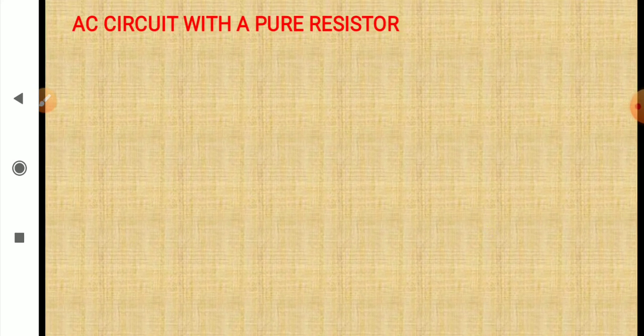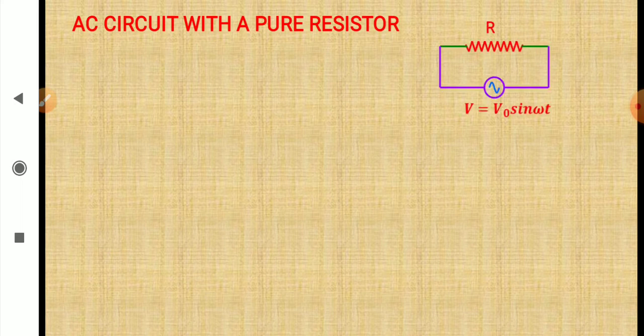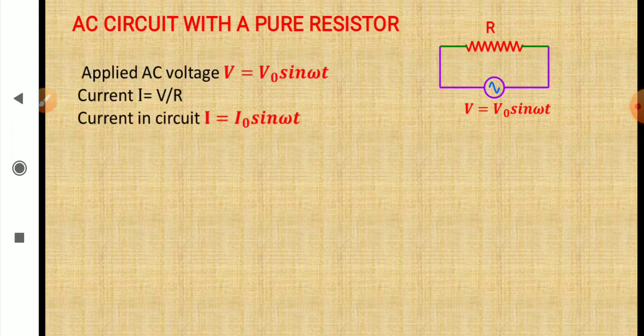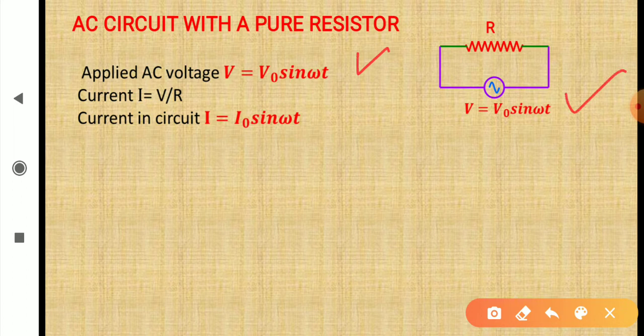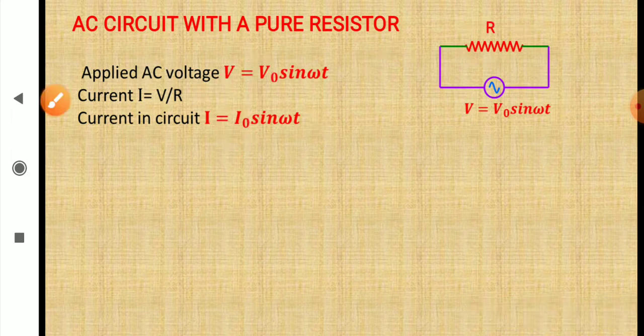We have learnt about alternating current and voltage. Let's see how it behaves when it passes through a pure resistor. So here we have an AC source connected to resistance R, and the applied voltage is V naught sine omega t. Current is voltage upon resistance, so current in this resistance is V divided by R. You will get V naught upon R as peak current I naught. So current is I naught sine omega t, right?